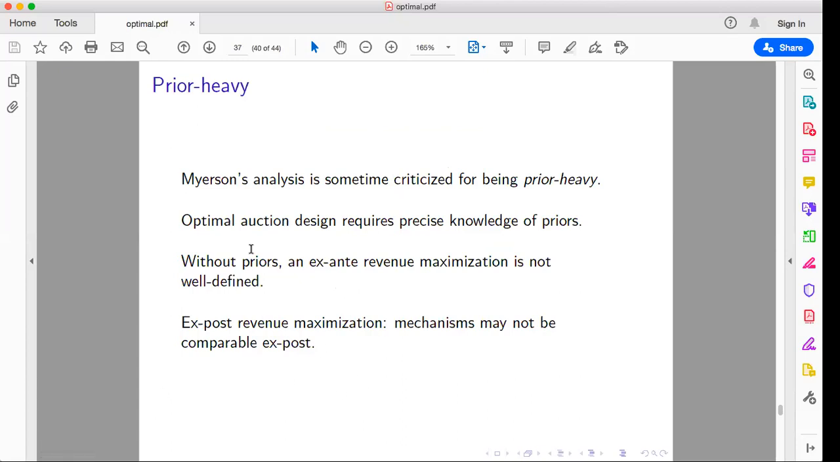So the most sensible thing to do here is to have an ex ante perspective of maximization. So we have a prior and we want to maximize ex ante revenue. Of course, the drawback of that is that to compute any ex ante term, we need priors, and so the optimal mechanism will be very prior heavy.